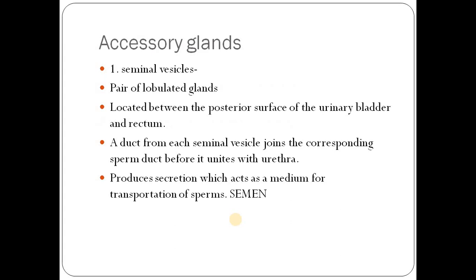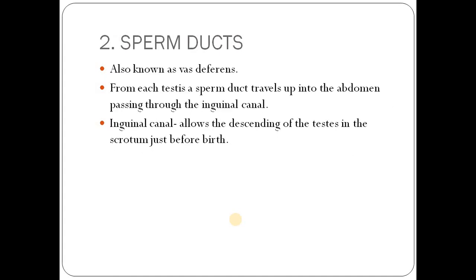Firstly, we are going to talk about the seminal vesicles. This is actually a pair of lobulated glands. The seminal vesicle is a pair of lobulated glands, which is located between the posterior surface of the urinary bladder and the rectum. Alright.